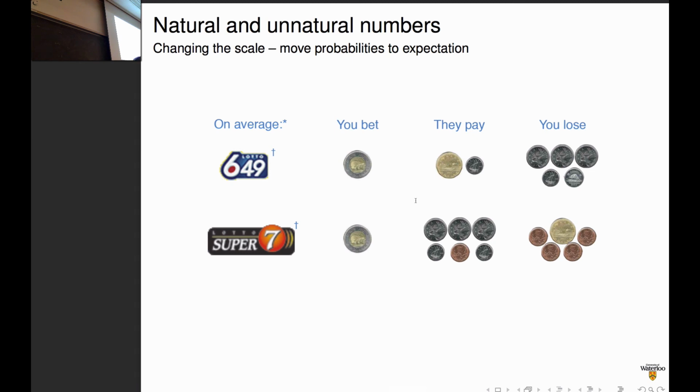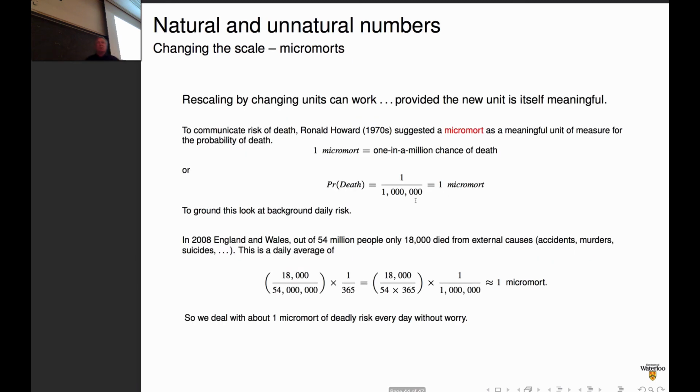Here's another way of thinking about risk. There's something called a micromort. A micromort is a one in a million chance of death. So if your probability of death is 1 in a million, that's called a micromort. And you think about how many micromorts you're spending, because you're going through risk every day, just going about your daily business.